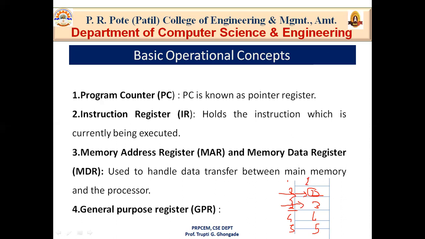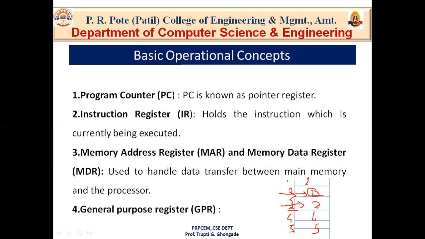Now I think you understood what the program counter is. The program counter holds the address of the next instruction while executing the current instruction. That means if you are executing the instruction stored at memory location 2, at that time PC will point to the next instruction stored at memory location 3, and after that 4, 5, 6, and so on.